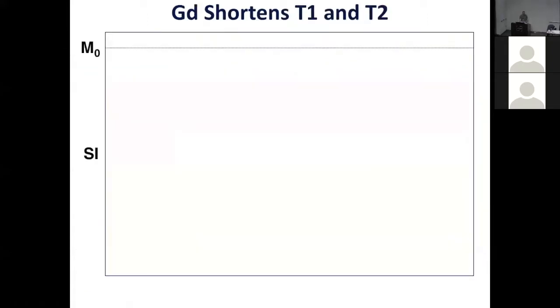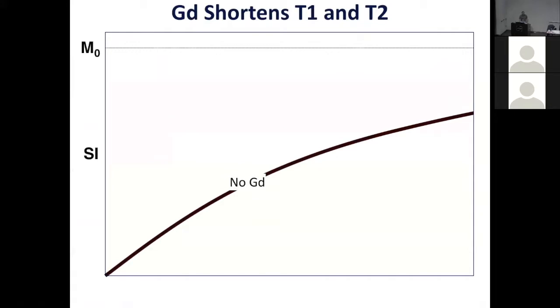Now, gadolinium does shorten T1 and T2. So remember from the previous lecture, we were sometimes plotting XY. So now instead I'll be plotting signal intensity on the y-axis and time on the x-axis. And remember that signal is going to go from 0 to a high of M naught. So now, if we don't give any gadolinium, we might have a tissue that relaxes with a curve that looks like this. But we typically don't wait an infinite amount of time.